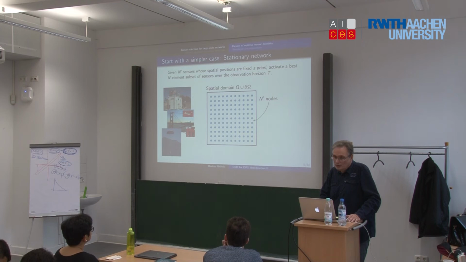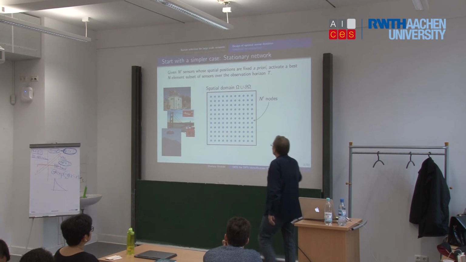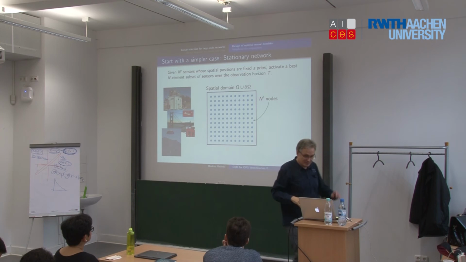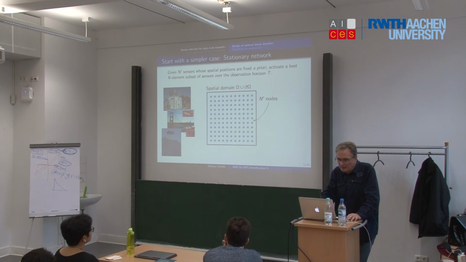But to start with, let's consider the case that we have only stationary sensors, so only one time interval. When I show you how to select sensors here, we'll come back to the case of scanning observations. So we have some nodes. This number of nodes is finite, and we want to find an optimum subset of active sensors.